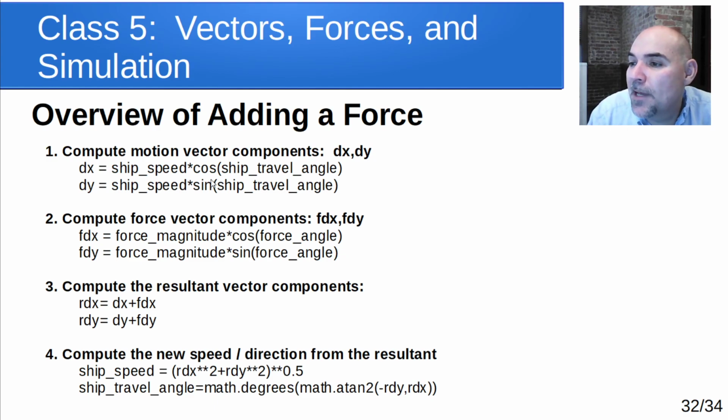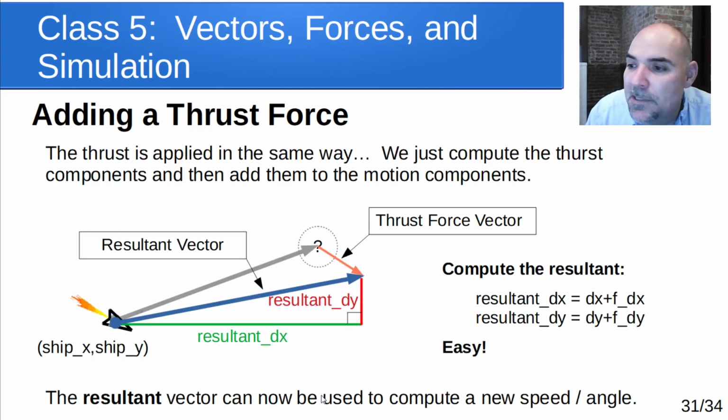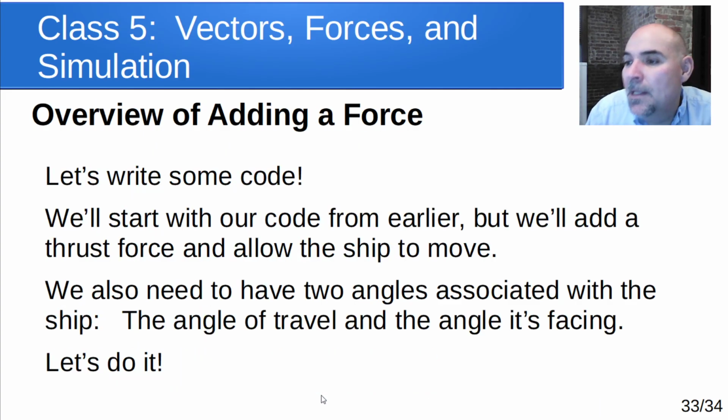So notice it's just sine and cosine to get the dx's and dy's for both the motion vector and the force. We add them together over here to get the new dx and dy, and then we use the new dx and dy to compute the new speed of the ship and the new angle of travel of the ship. So basically just like we had back here. All right, so let's add that code to our spaceship to be able to have it move and thrust and kind of fly around on the screen.